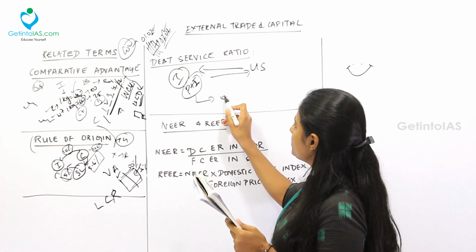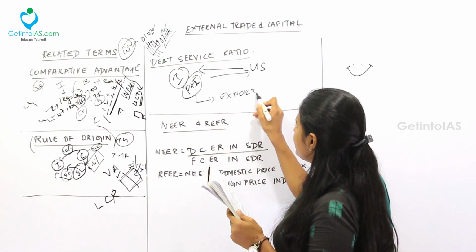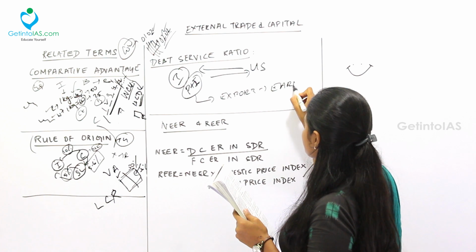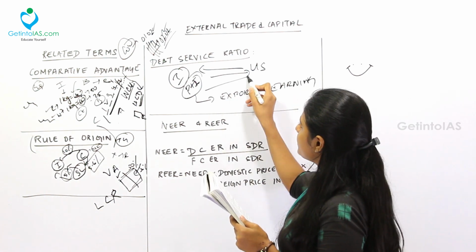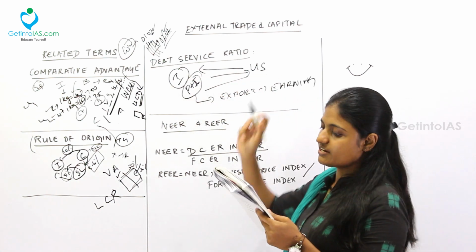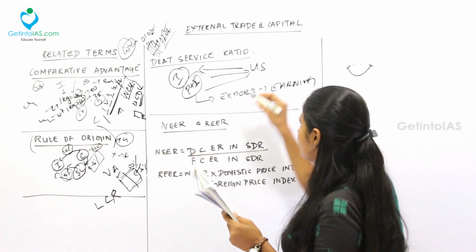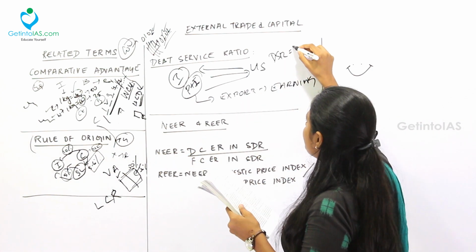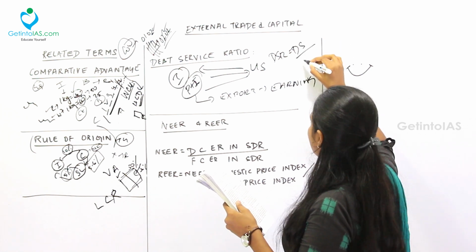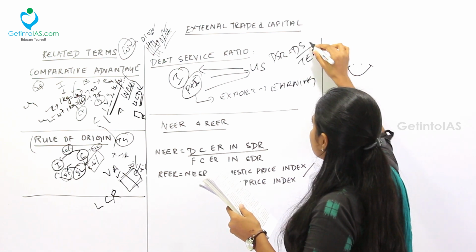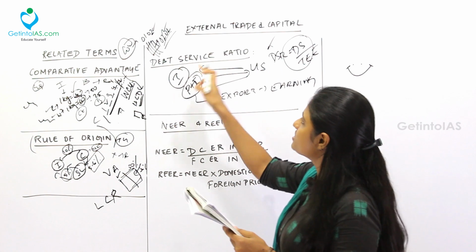India is exporting a lot of products. For that it is earning. Okay. So this ratio is called as debt service ratio. So it can be written as debt service ratio will be equal to debt service divided by total export earnings. Fine. So this is the formula for debt service ratio.